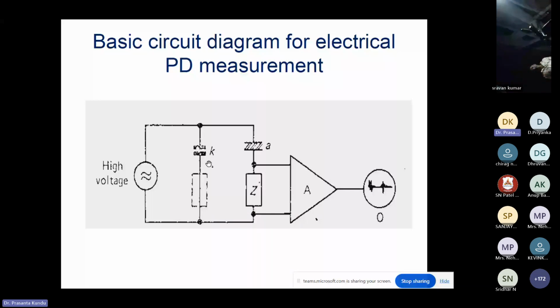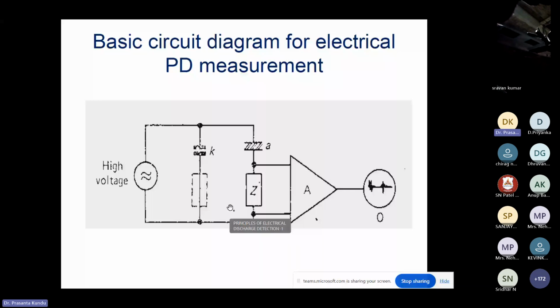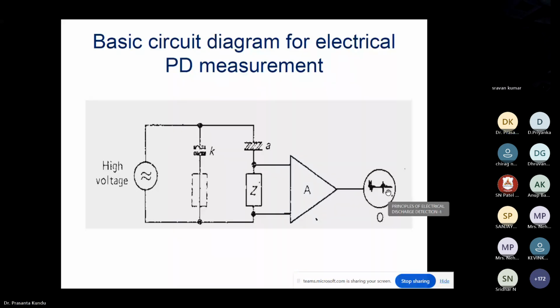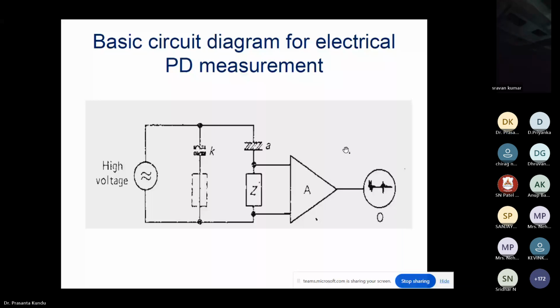So whenever there is a discharge, it will create internal or local disturbances. These disturbances will allow some current to flow through these impedances that will be very small in magnitude, in the order of millivolt, microvolt. And that is amplified by the amplifier in the measuring device and shown in the DSO or the oscilloscope or the PD measurement devices. This is the basic structure of the measurement.